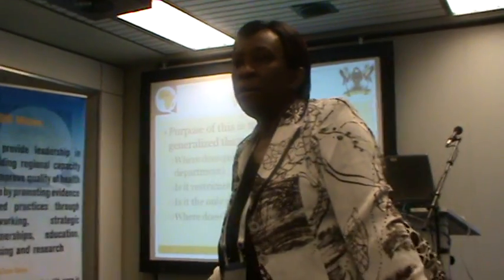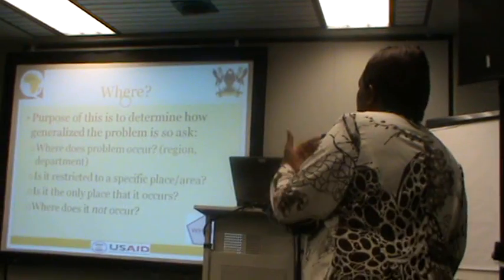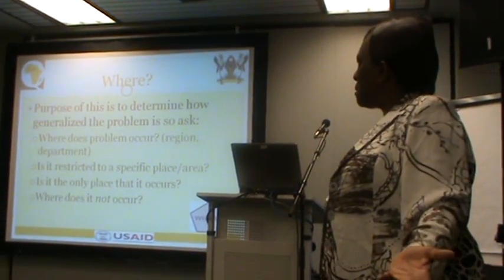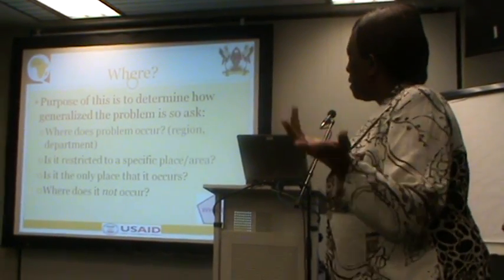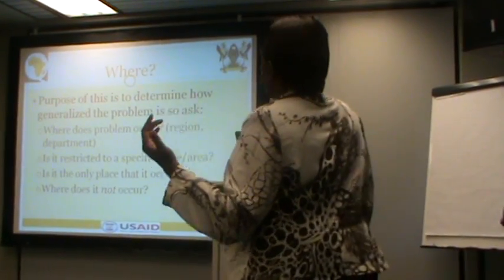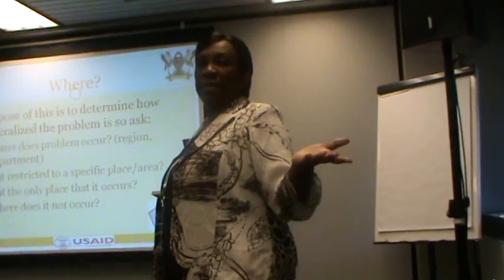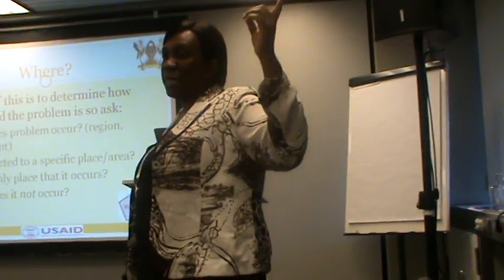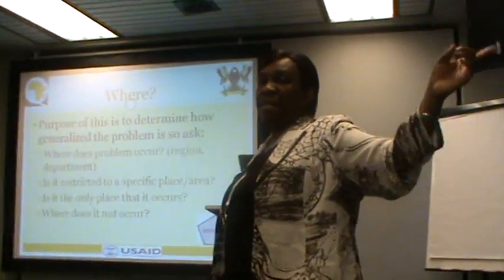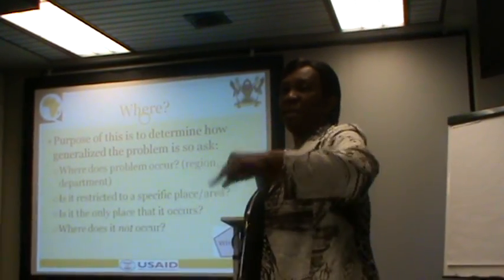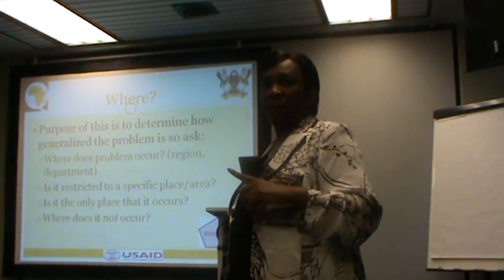Are we together? So it's important to have the where. Where does it occur? Is it restricted? Is it general? Is it only in one place that it occurs? Where does it not occur? Because you want to know where it doesn't occur. Why? Because you can learn something from the areas where it does not occur. Why is it occurring here and not there? What is the difference?